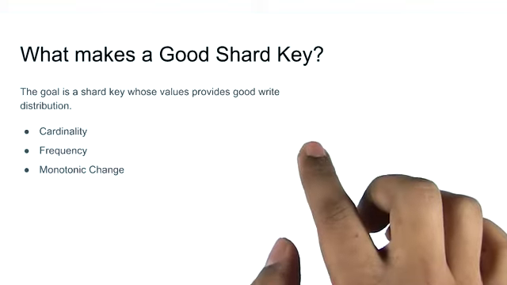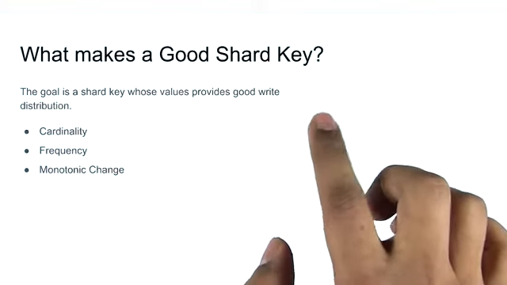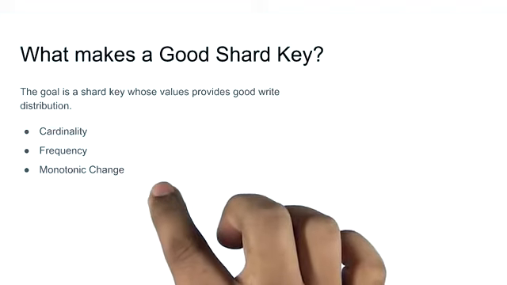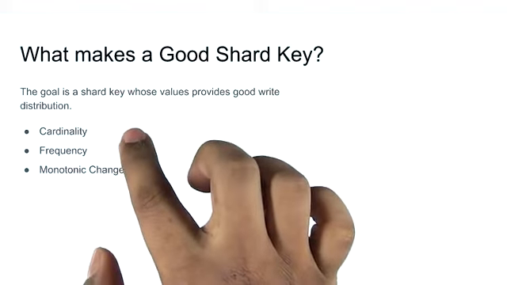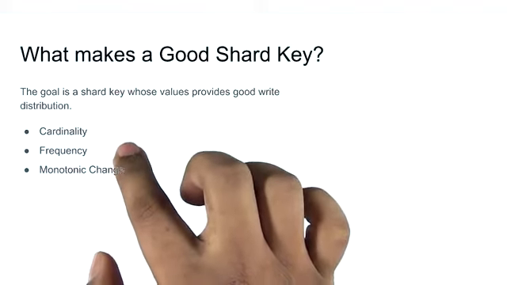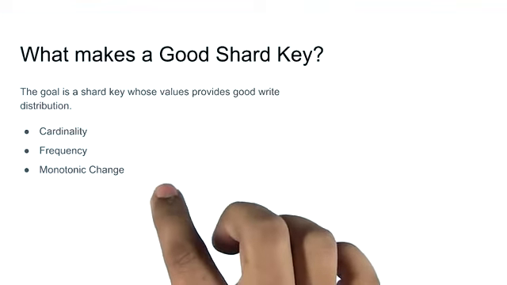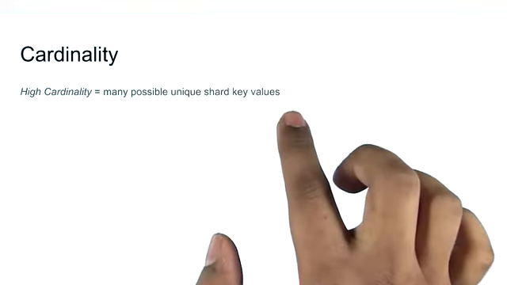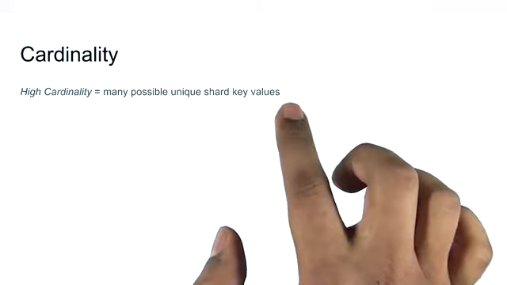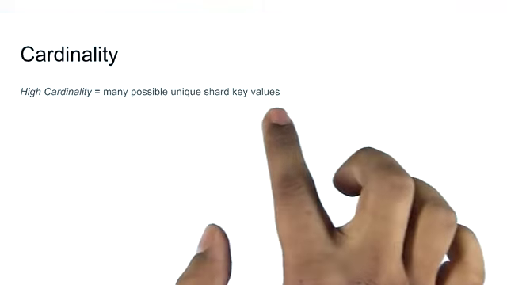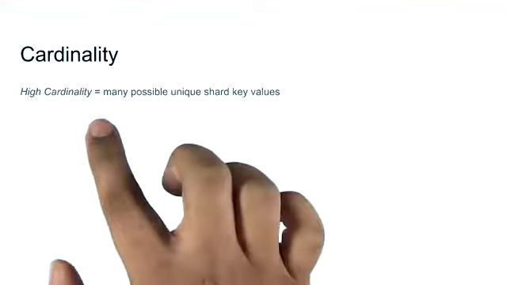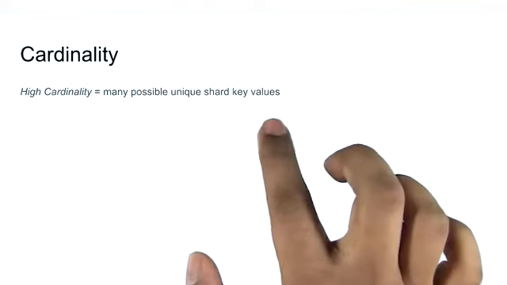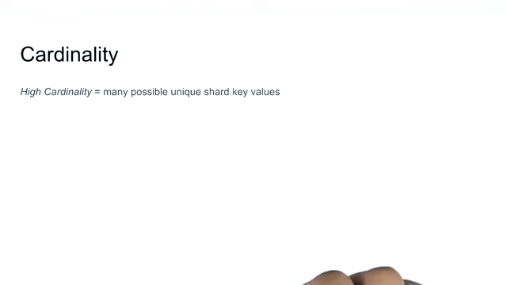First, let's talk about choosing a shard key that provides good write distribution. These are the three basic properties here: the cardinality of the shard key values, the frequency of the shard key values, and whether or not the shard key increases or decreases monotonically. We're going to go over each of these one by one. The first is that the chosen shard key should have high cardinality. Cardinality is the measure of the number of elements within a set of values. In context of the shard key, it is the number of unique possible shard key values.